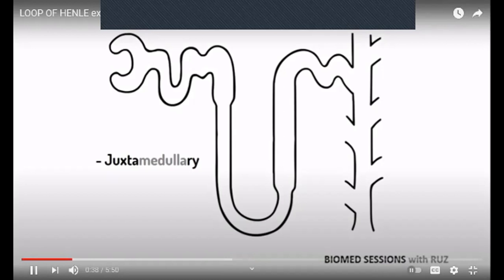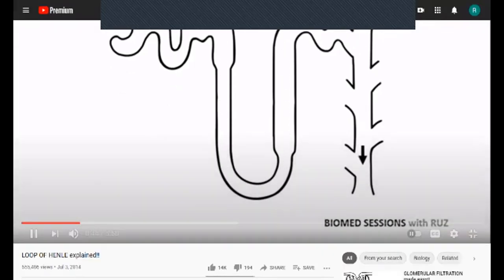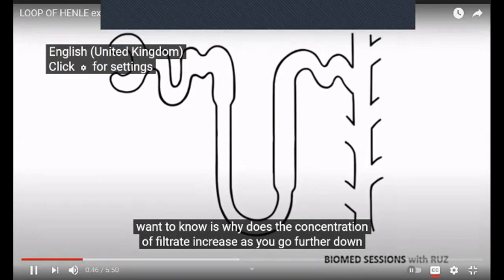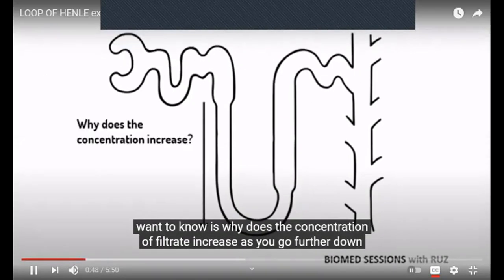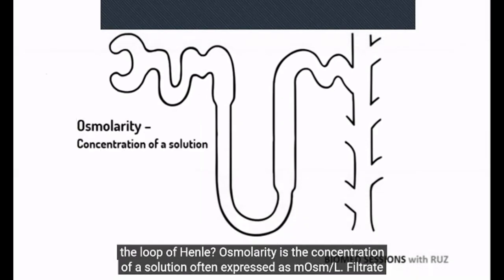As discussed in my function of the nephron video, filtrate moves through the tubules and eventually exits the collecting duct as urine. But what we want to know is, why does the concentration of filtrate increase as you go further down the loop of Henle? Osmolarity is the concentration of a solution, often expressed as milliosmoles per litre.